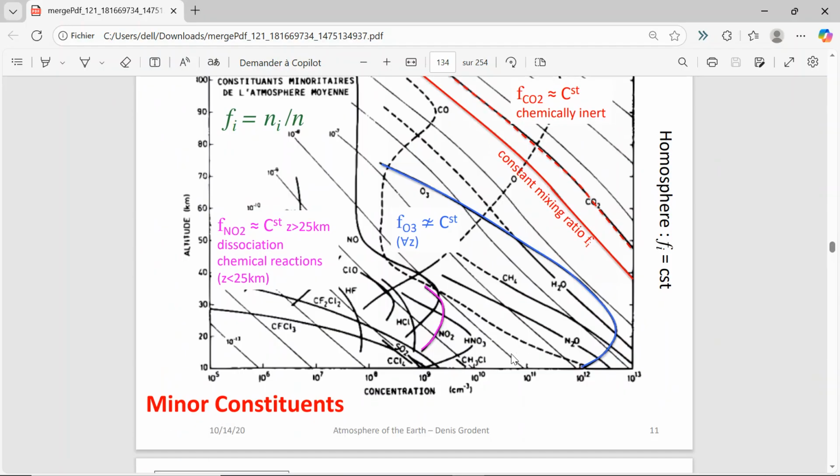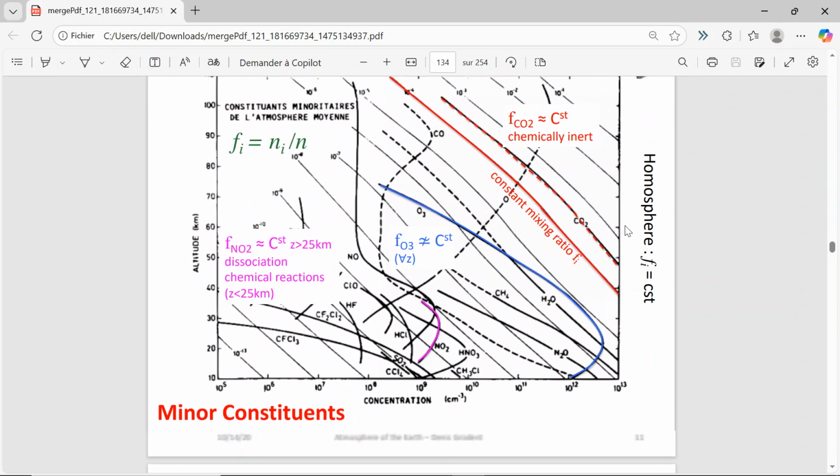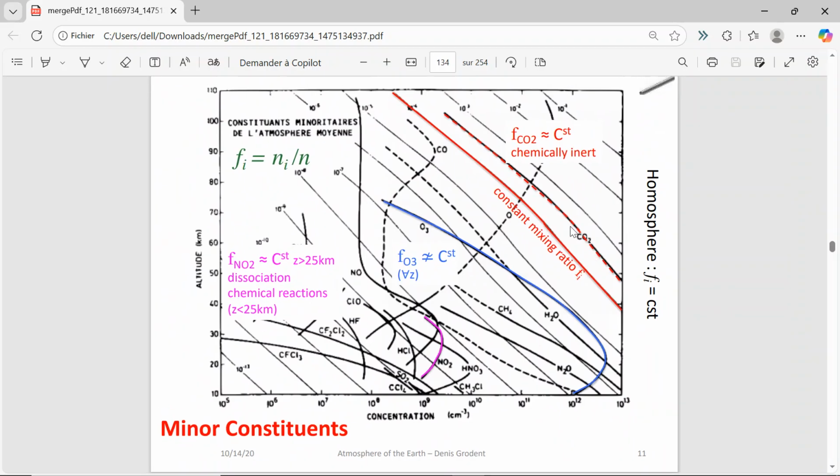So this part is important. You see that as we go up in the atmosphere, the density is dropping. However, the relative concentration can stay constant. For example, all those diagonal lines mean that we have a constant mixing ratio. This is the case for the CO2. However, it is not the case for the ozone.